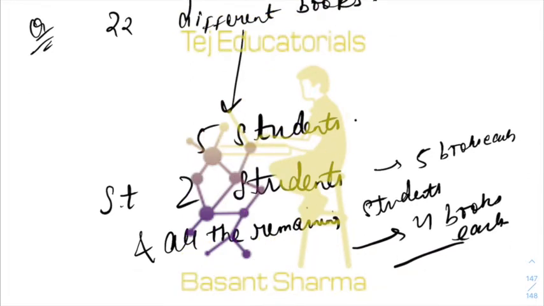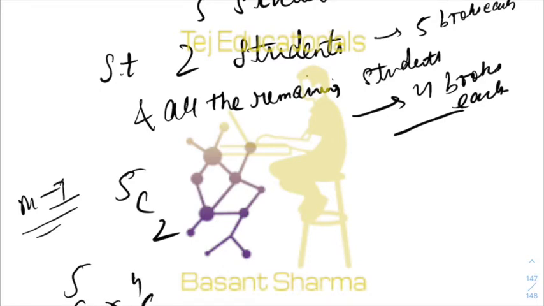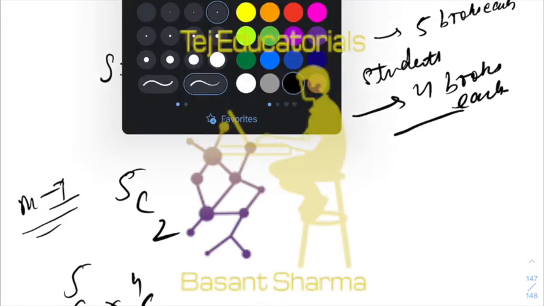So one method of doing this is, first of all, select 2 students to whom 5 books each are to be given. Now don't do this 5C1 into 4C1, because then the order in which the 2 students are selected would also matter, but that is immaterial.